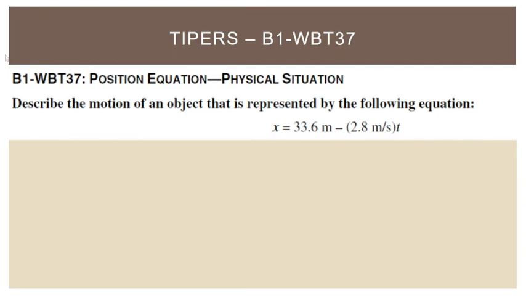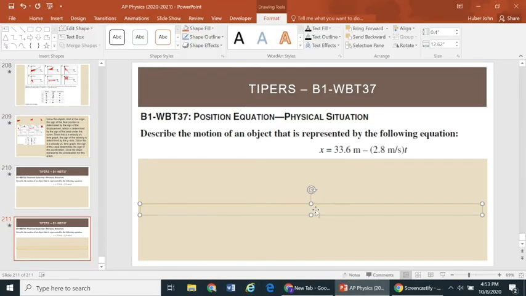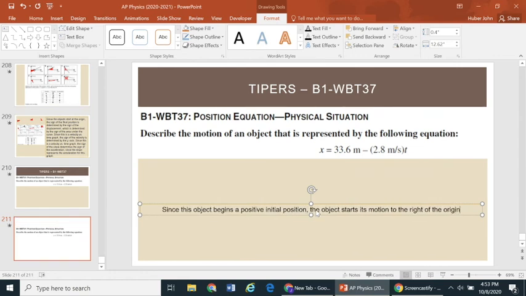Okay. So hopefully you wrote something decent down for this object. And I think as you'll probably see, there's not a whole lot that we can say about this. So what can we say first? Well, the first thing that we can say here is about the initial position. We can say here, since this object begins with a positive initial position, the object starts its motion to the right of the origin.